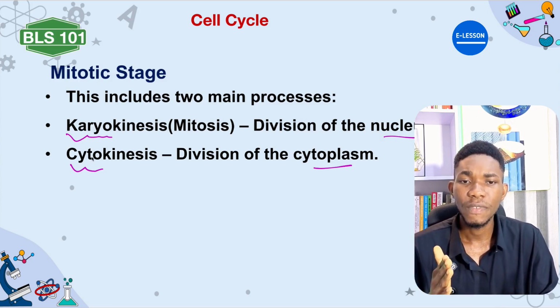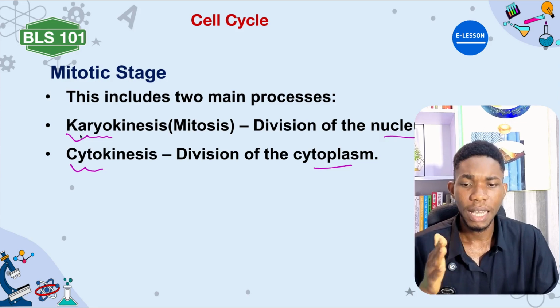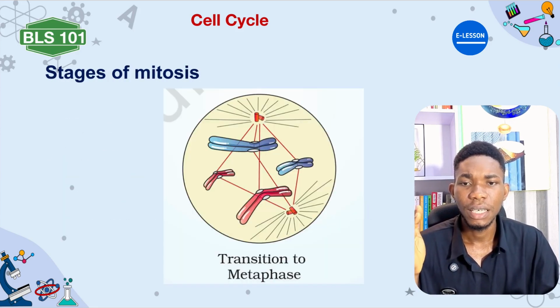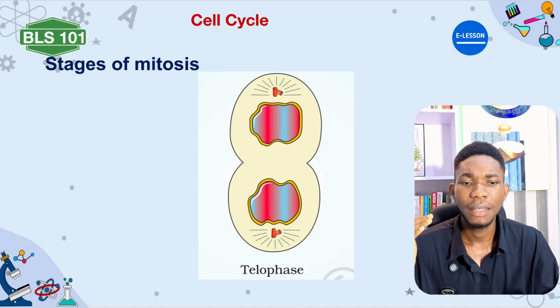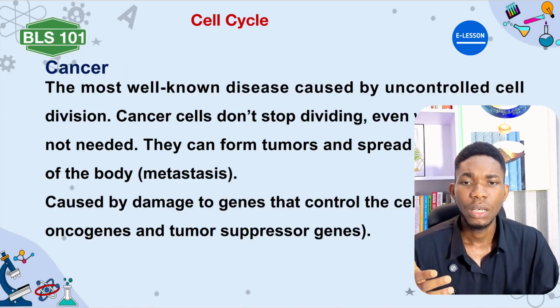These are the two mitotic phases. Karyokinesis is the main mitosis, while cytokinesis has to do with division of the cytoplasm. And then we outlined the various stages: the prophase, metaphase, then anaphase, telophase, and then we looked at cytokinesis, where the two daughter cells are formed. Is that okay? So that was what we looked at in our previous class.